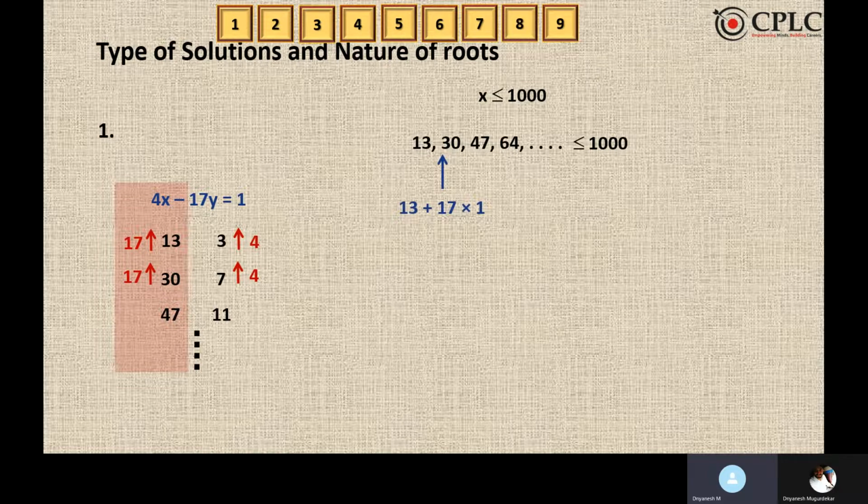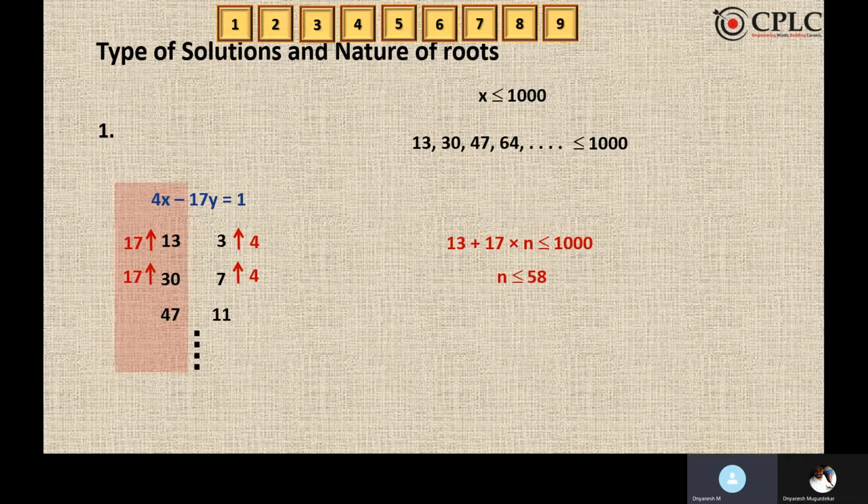All these values can be written in terms of 13 and 17, as some multiple of 17 plus 13. So 30, the first value, can be written as the first multiple of 17 plus 13. 47 can be written as the second multiple of 17 plus 13. 64 can be written as the third multiple of 17 plus 13, and so on. So generally, the format of the equation can be 13 plus some multiple of 17 less than or equal to 1000. When you solve this, you'll get the value of n as 58.